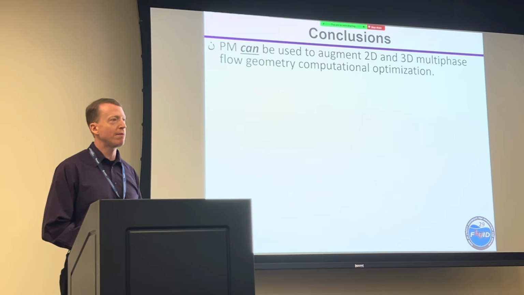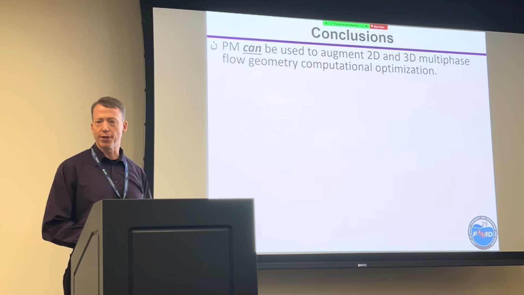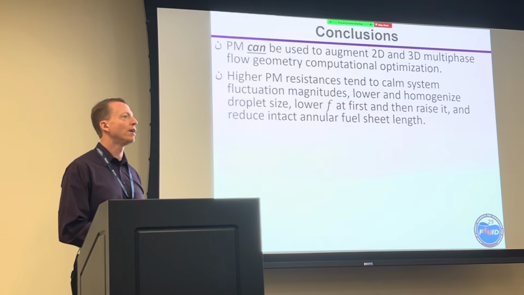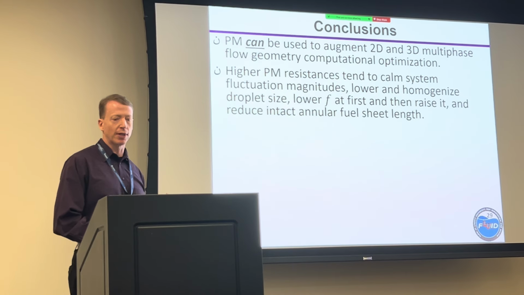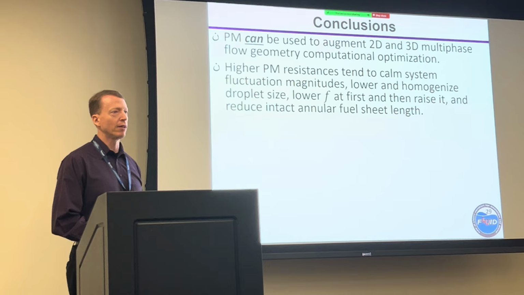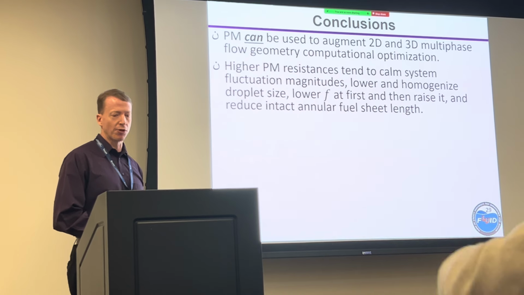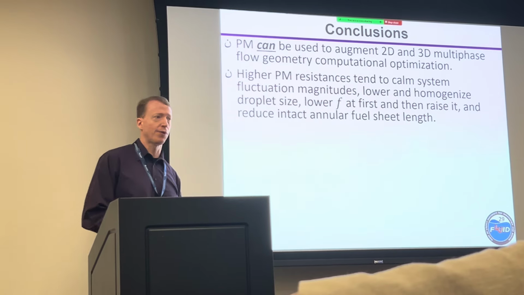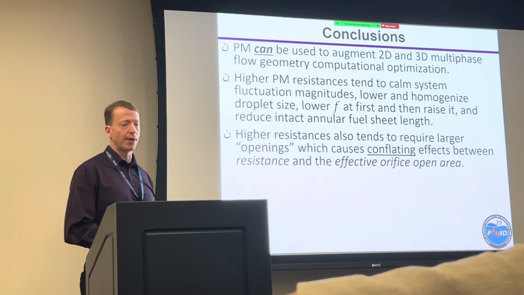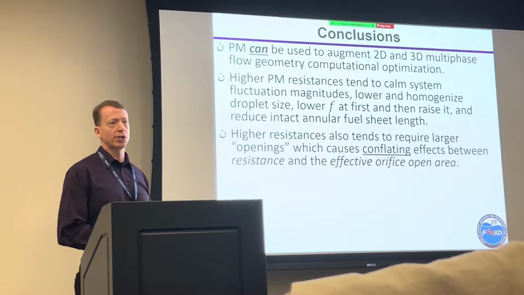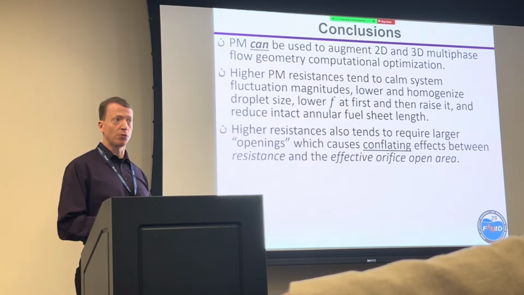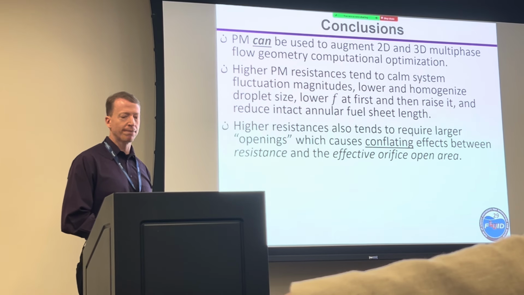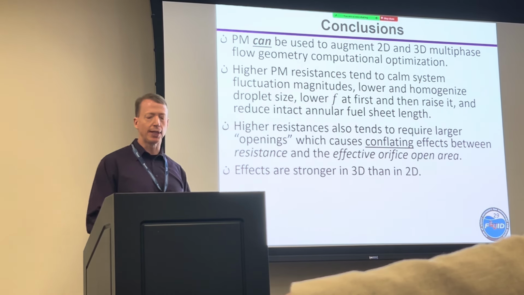So porous media can be used to manipulate geometry effectively in CFD with some limits, right? Higher porous media resistances tend to homogenize the droplets, lower the pulsing amplitudes, lower that frequency, then raise the frequency depending on your level of porous media. But that is reducing the intact fuel length, which is going to have some negative impacts. The higher resistances also force us to open up the nozzle more for the effective opening diameter, which conflates the data. We were hoping not to see that effect, but we did. Effects are stronger in 3D than they are in 2D.